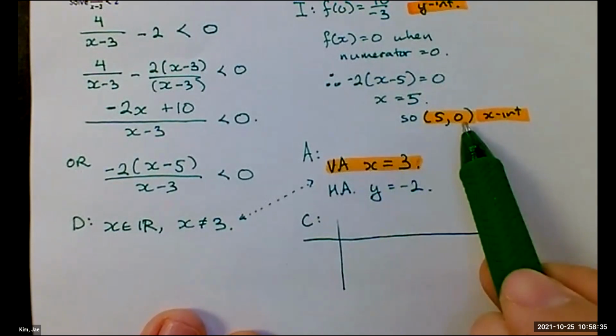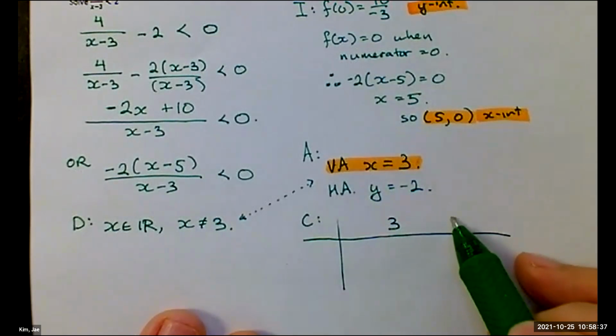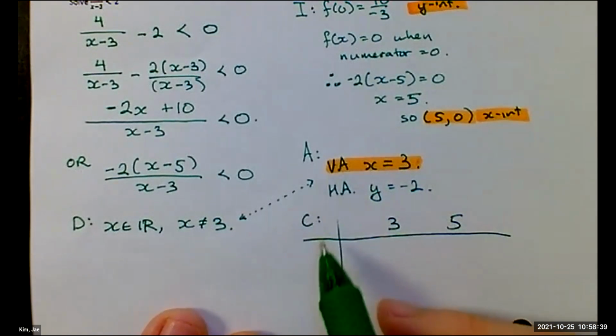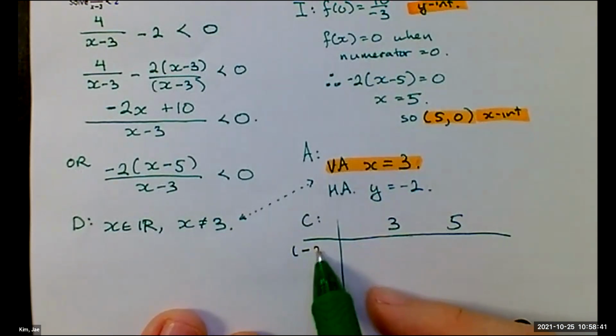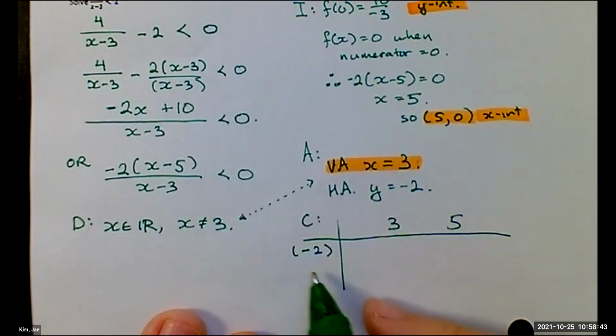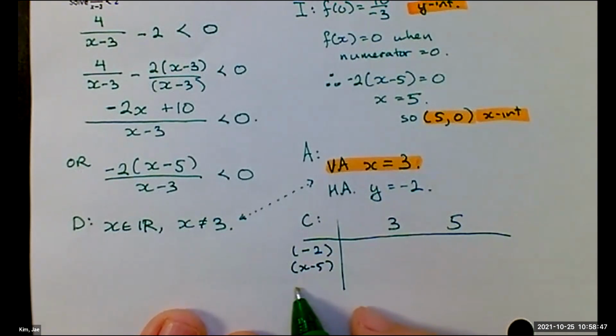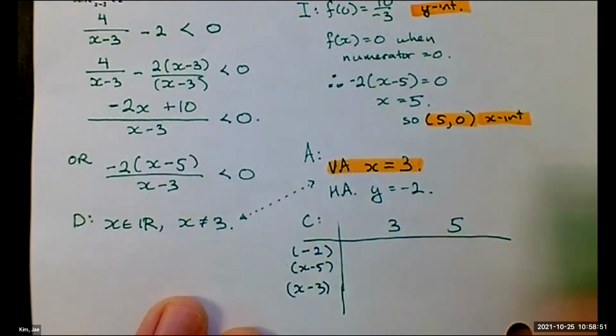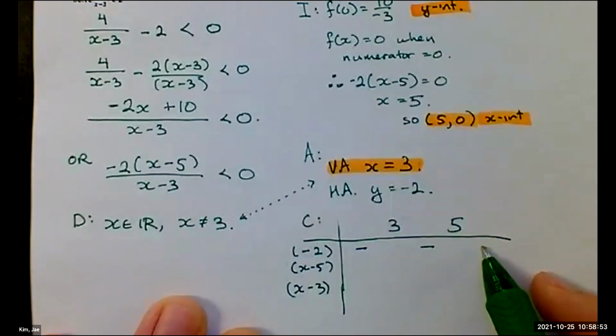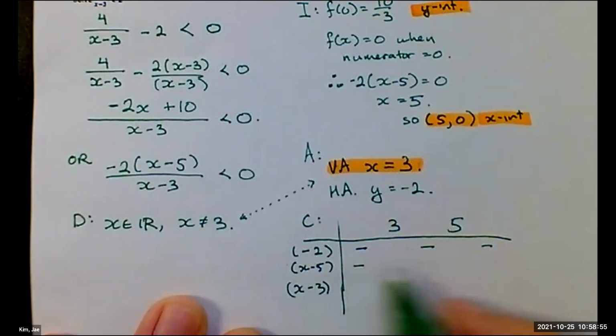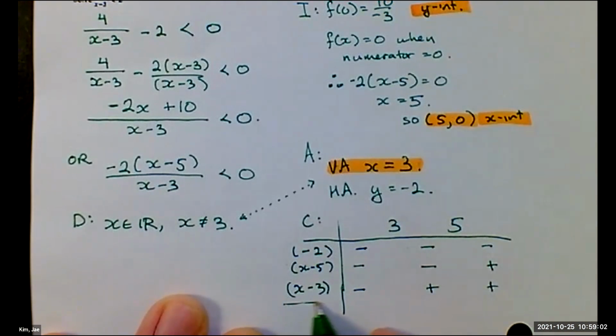Vertical asymptote is 3, x-intercept is 5. There it is. A negative 2 is always a negative 2. X minus 5 can become a negative. X minus 3 can also be a negative. Minus, minus, minus, minus, minus, plus, minus, plus, plus.